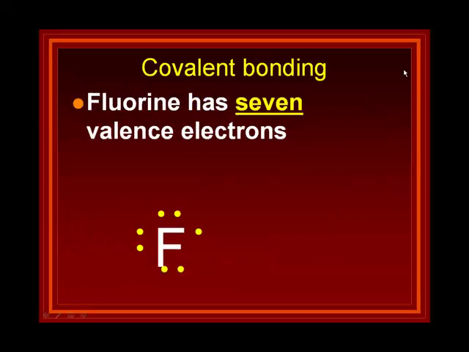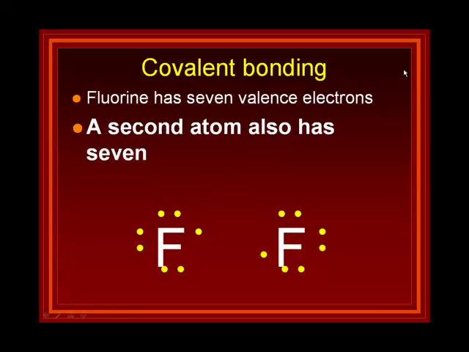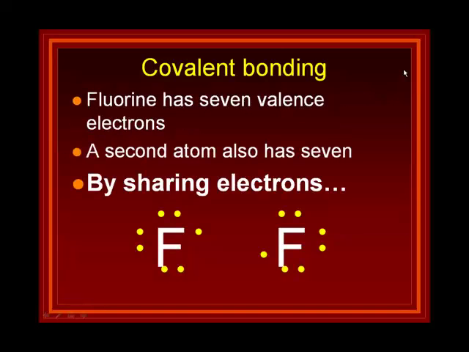If we take a look at fluorine here, fluorine has 7 valence electrons. If I take a second fluorine, it still has 7 valence electrons. But fluorine wants 8 valence electrons. It wants to have a noble gas configuration. So what they decide to do is share electrons. And if you watch here in the picture, they're going to start to come closer together.